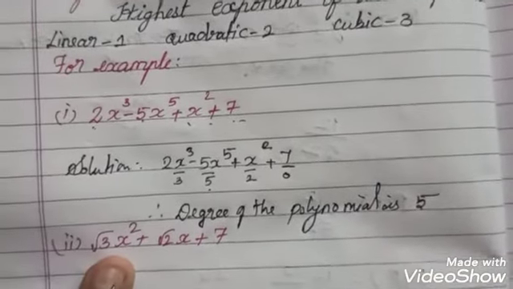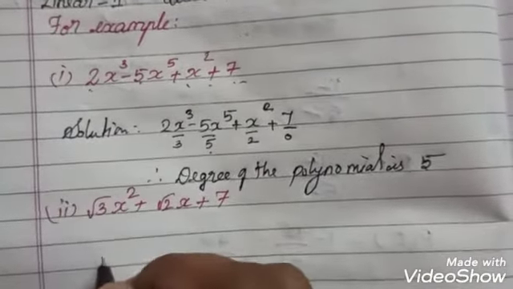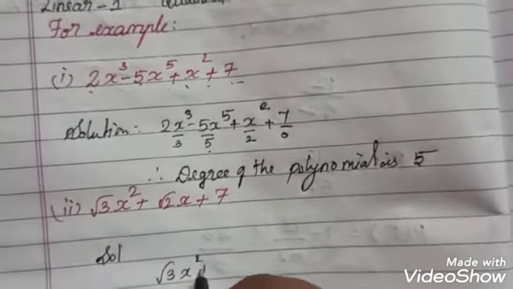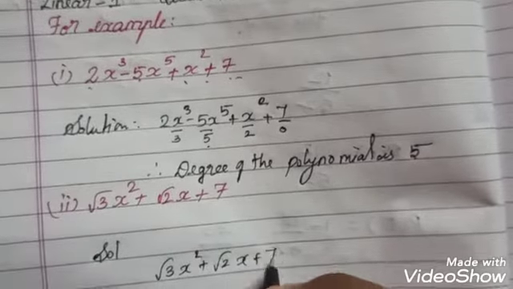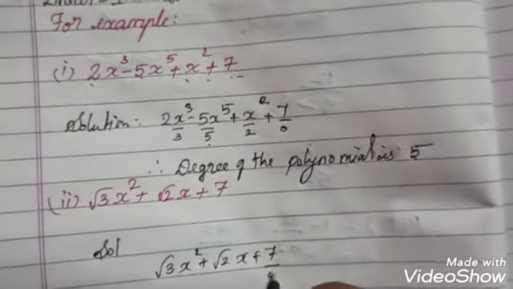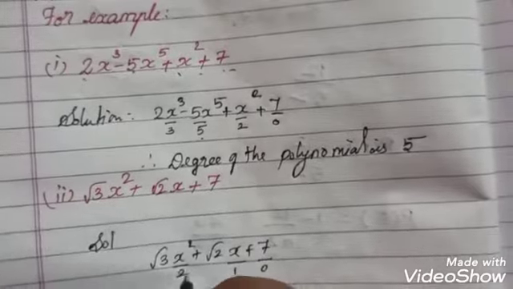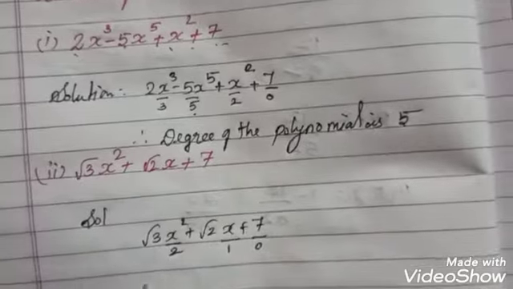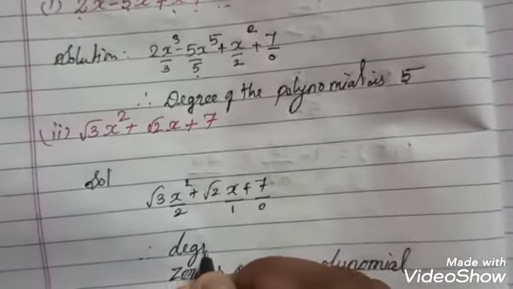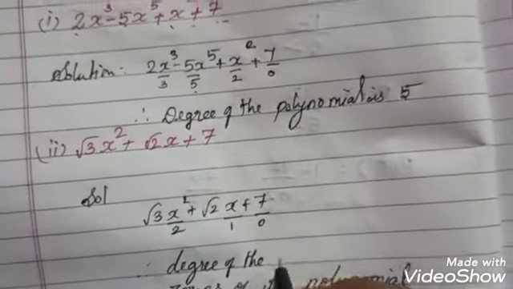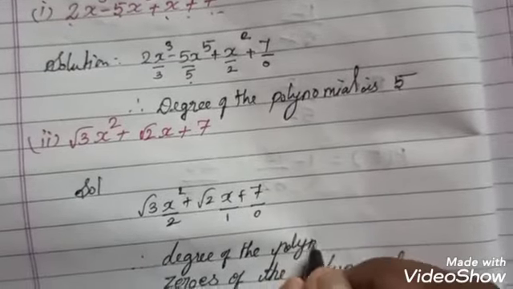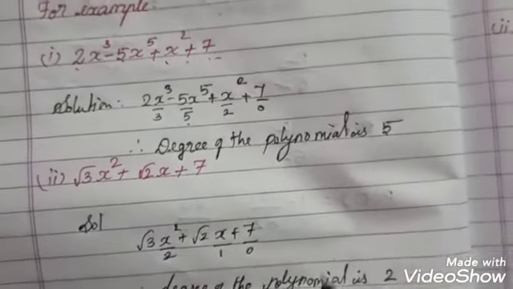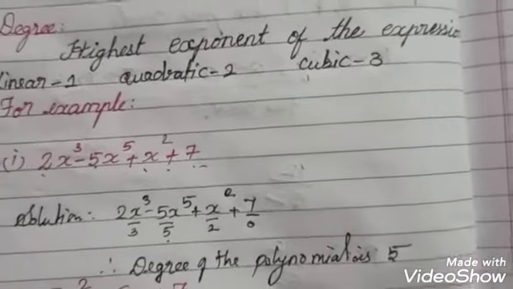The same way here, the solution: root 3 x square, root 2 x plus 7. Here already you know this one is 0, this one is 1 and this one is 2. You compare these 3, 2 is the highest exponent. Therefore degree of the polynomial is 2.